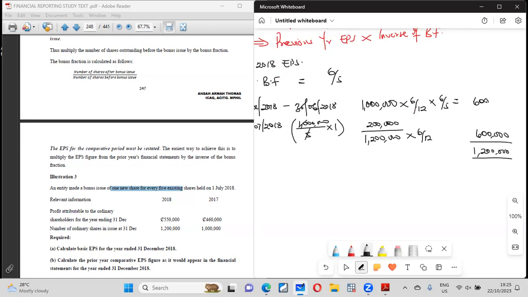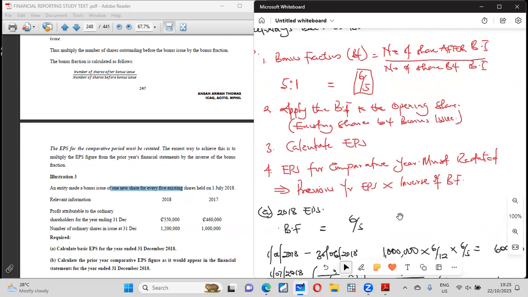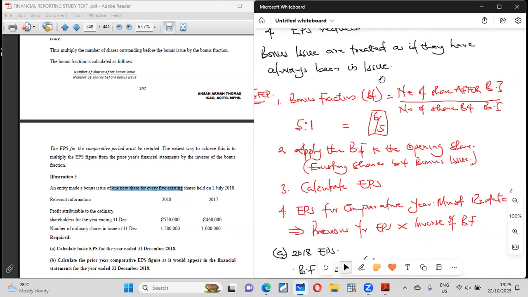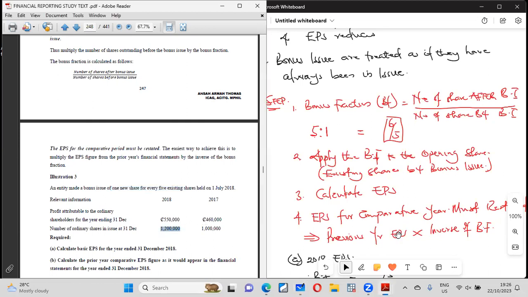Yes. All right. Do you know why I know? I know because of this statement. It says that the bonus issues are treated as if they have already been existent. They have always been in issue. So if that 200,000 is assumed to always be in issue, then it means that at the end of the year, we will still get the 1.2 million.